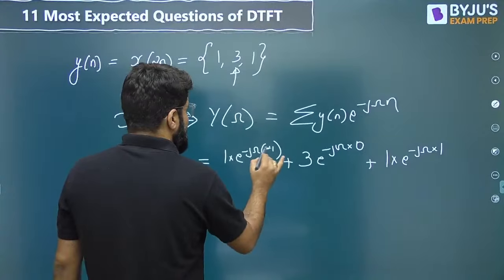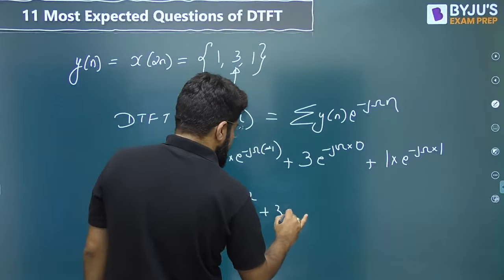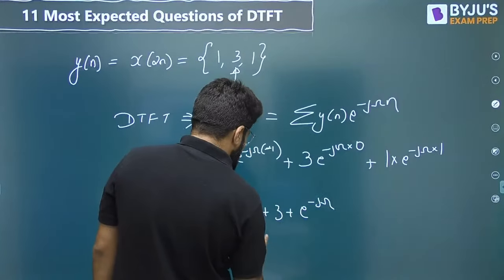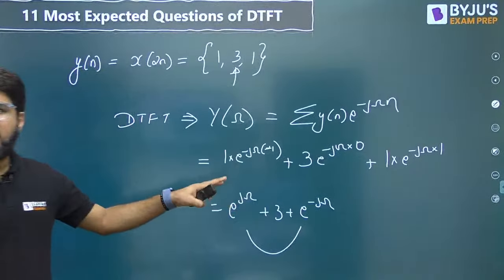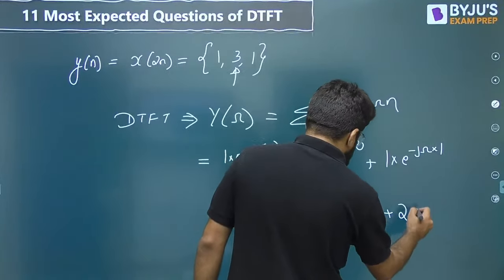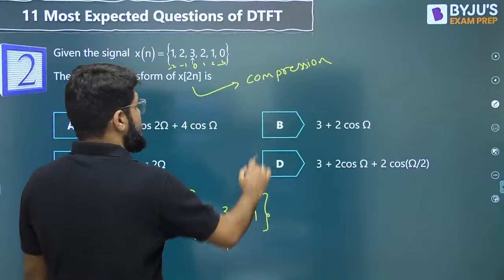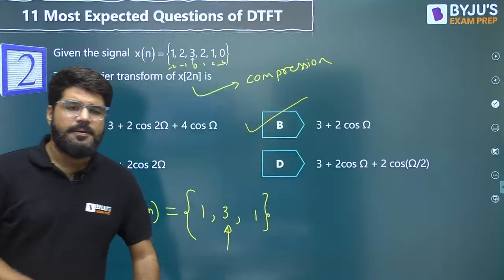So this is e raised to the power j omega plus 3 plus e raised to the power minus j omega. You can club these two. e power j theta plus e power minus j theta is 2 cos theta. So the answer is 3 plus 2 cos omega. The answer should be 3 plus 2 cos omega, option number B.